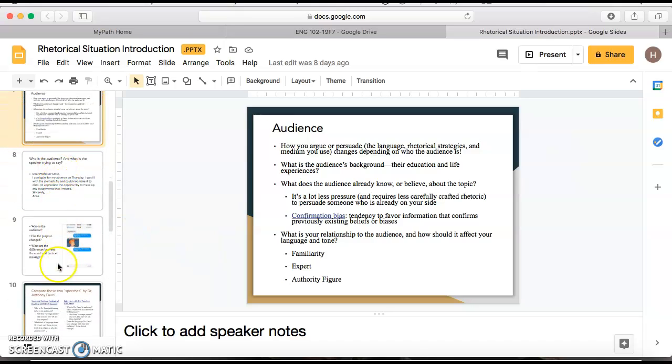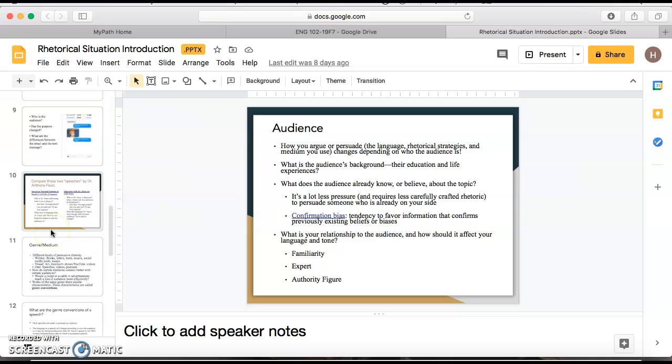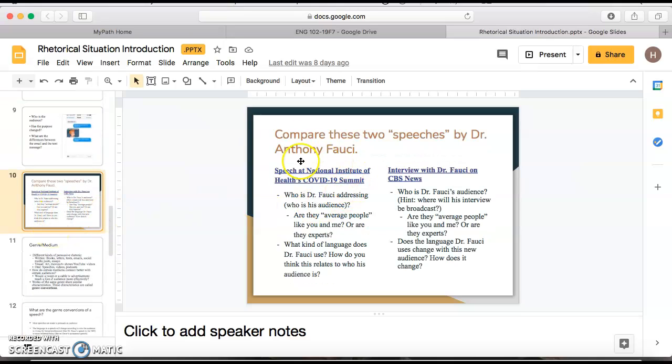I'll skip these two examples because I think they're pretty self-explanatory. Make sure that you go through and read these. I'll break them down really quickly here, but it is very helpful to see clearly what I'm talking about as far as different audiences and how that really changes how you're going to give a speech.